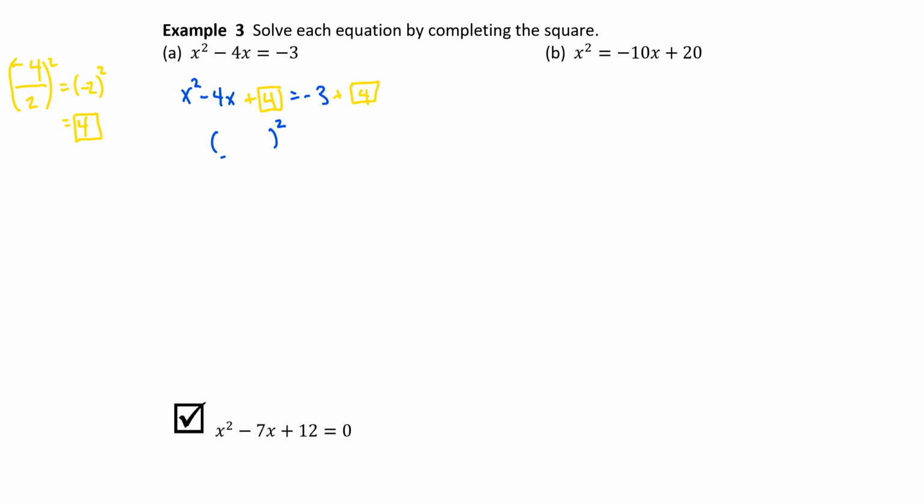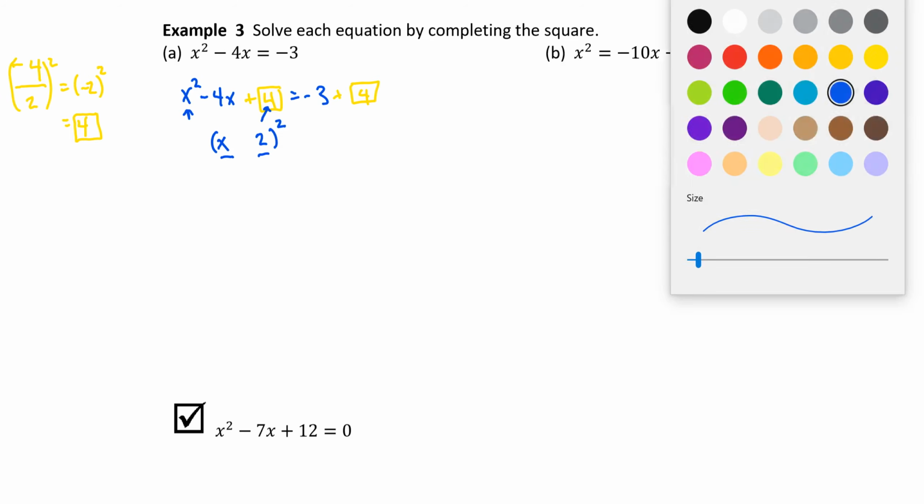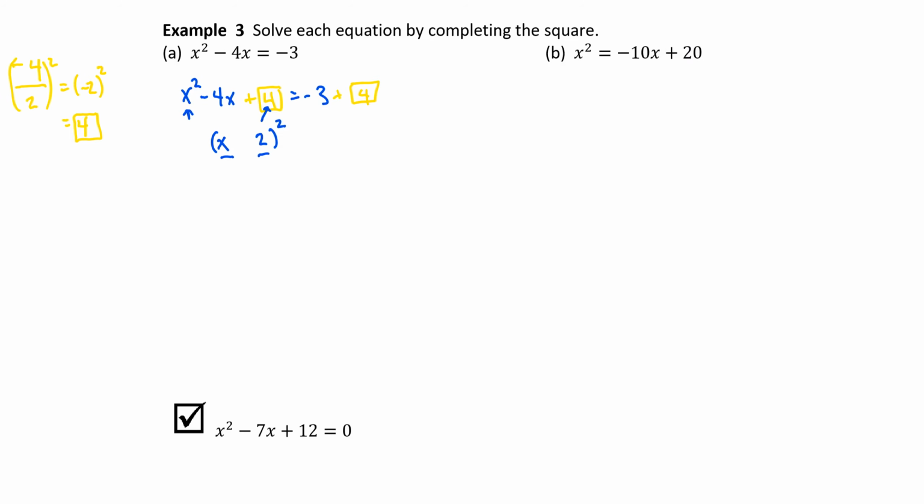Okay, this term right here is always going to be the square root of that first term, which in our case will be x. And this term will always be the square root of the constant we found. It's going to be 2. And our sign in our binomial will be the same as this sign right here. Okay, now notice in our factor we have -2. That's always going to be familiar because we will have seen that number over here.